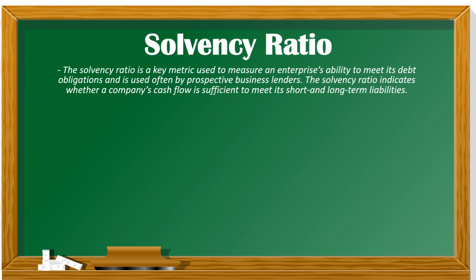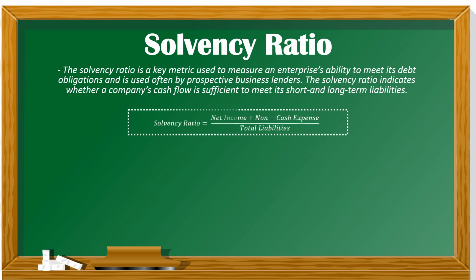This measures a company's ability to sustain operations indefinitely by comparing debt levels with equity assets and earnings. Now, in other words, this ratio identifies going concern issues and a firm's ability to pay its debt in the long term. Now, this ratio differs from the liquidity ratio as it focuses more on the long-term sustainability of the company. So, for the formula, we have here the solvency ratio is equal to the net income plus non-cash expenses divided by its total liabilities.